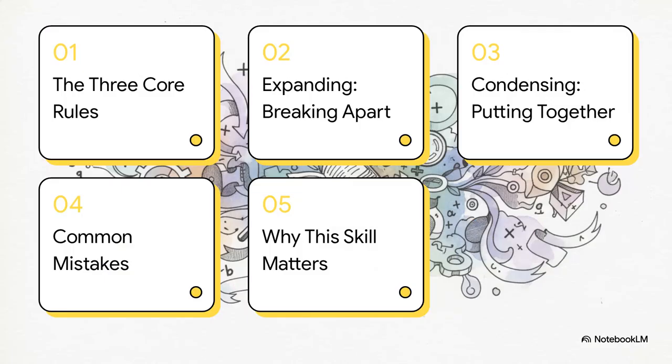So here's our game plan for today. First, we'll cover the 3 core rules that are the absolute foundation for everything. Then we'll get our hands dirty with expanding. And right after that, we'll tackle condensing. I'll also point out a couple of common mistakes you'll want to avoid, and then we'll wrap it all up by showing you exactly why this skill is so crucial for what's coming up next in algebra.